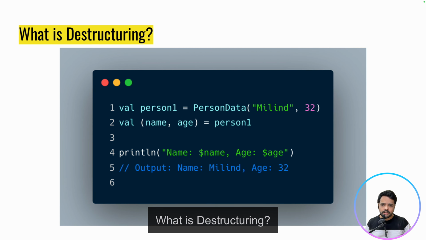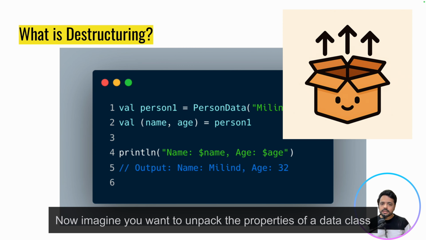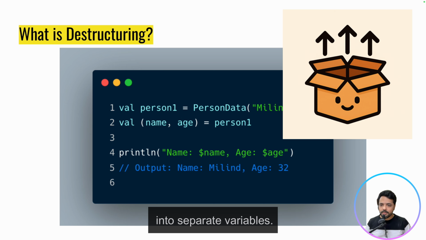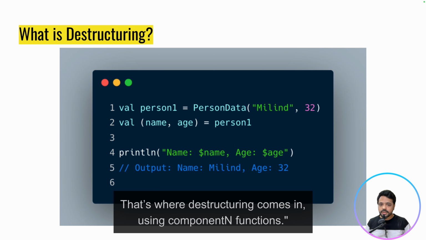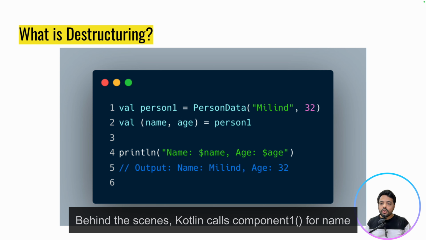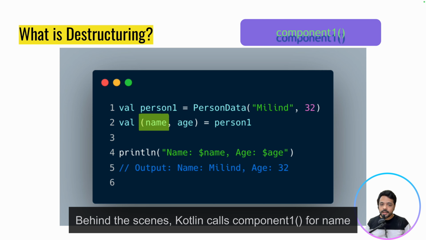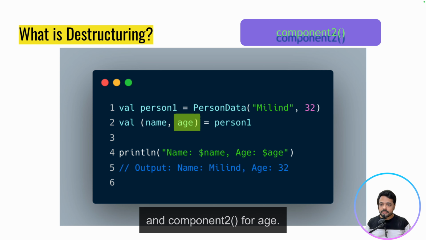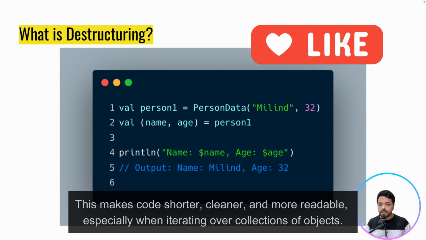What is destructuring? Now imagine you want to unpack the properties of a data class into separate variables. That's where destructuring comes in, using componentN functions. Behind the scenes, Kotlin calls component1 for name and component2 for age. This makes code shorter, cleaner and more readable, especially when iterating over collections of objects.